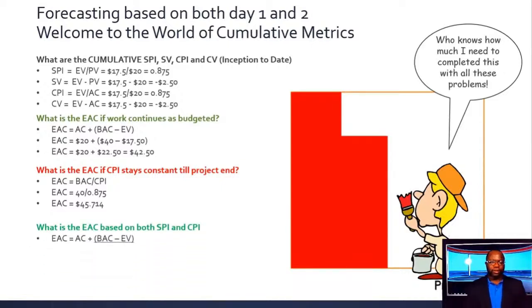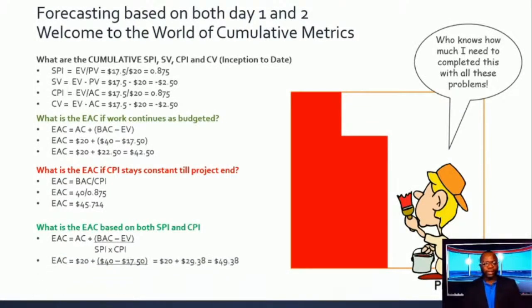All right. What is the EAC based on both CPI and SPI? Plug in the numbers. Cumulative. Don't do day 1 or day 2 on their own. You'll miss it. Cumulative. And if you plug it in cumulative, you're going to get 49.38. Cumulative.